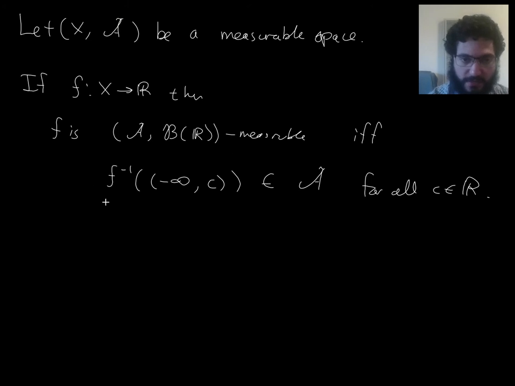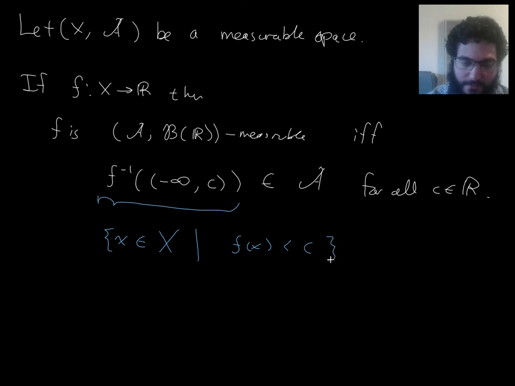Another way of describing this: this set here is the set of points in the measurable space X, such that f of x is less than c, right? So this is a nice way to describe measurability for a real valued function, assuming you're using the Borel sigma algebra, which is typically what we'd use. This is measurability for a real valued function.